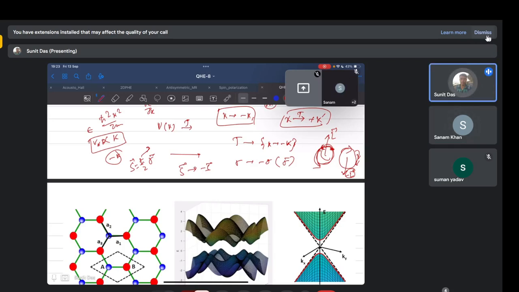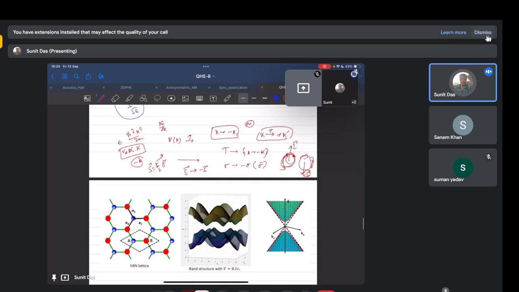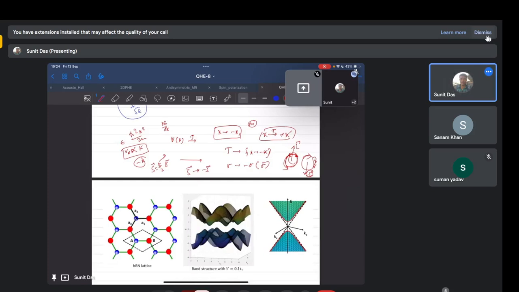Okay. Did you get any mail for this? I have not received it. No, I think so. I have to see then. But you can prepare also some. Yeah, sure. Okay, so any other question? Otherwise, I'll briefly mention the Haldane model.